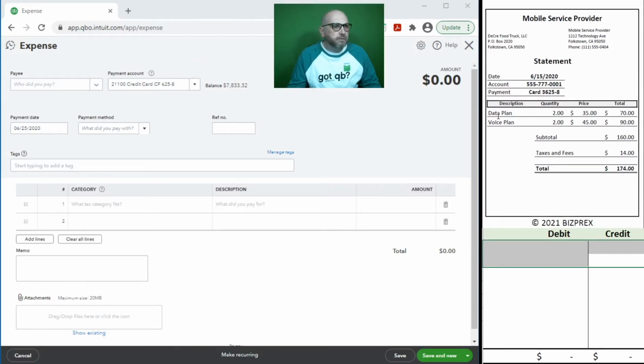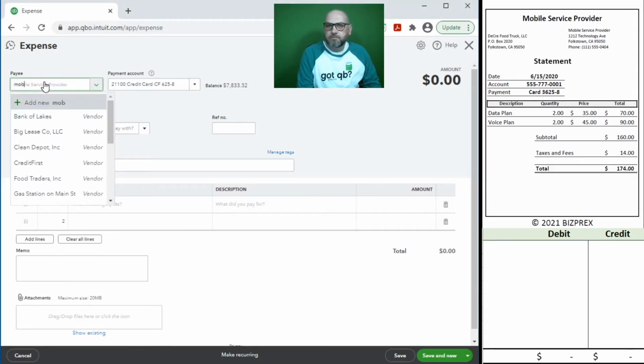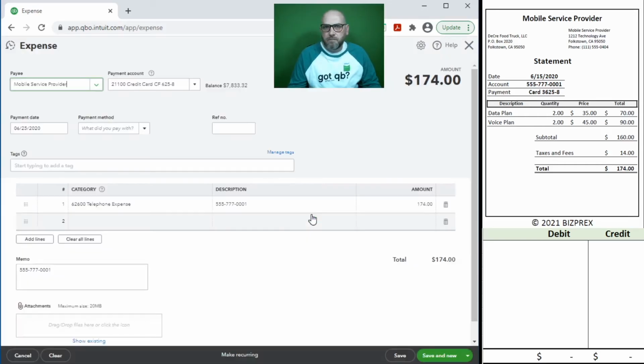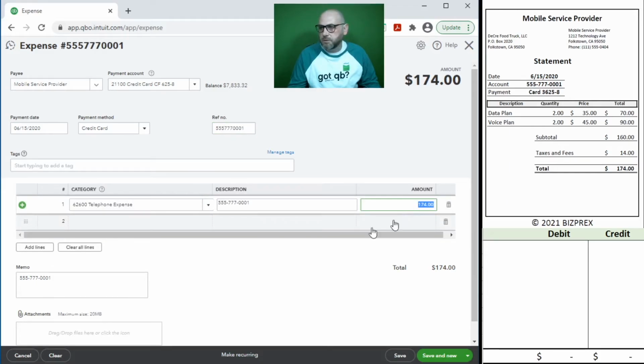Okay, we have a receipt from our mobile provider. Again, paying with a credit card, payment date 6/15. Okay, this one stays the same. Telephone expense, let's just update the amount. Oh, it's the same. Excellent.